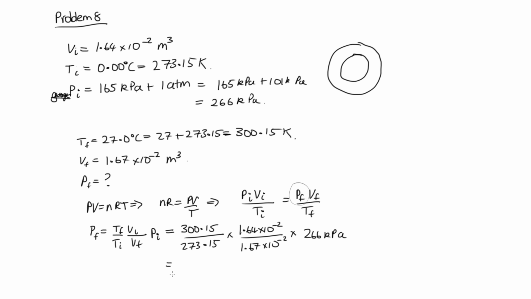So solving this on the calculator, we get 287 kilopascals. So that's the total pressure inside. To get the gauge pressure, it's 287 kilopascals minus 1 atmosphere, which is 287 minus 101 kilopascals. And so that is equal to 186 kilopascals as the gauge pressure.